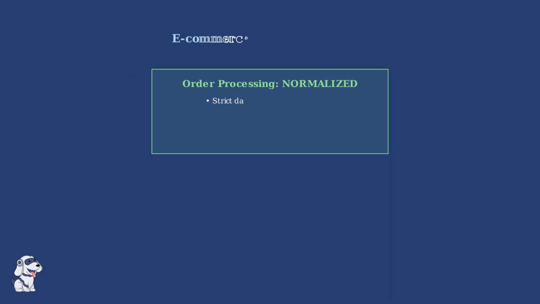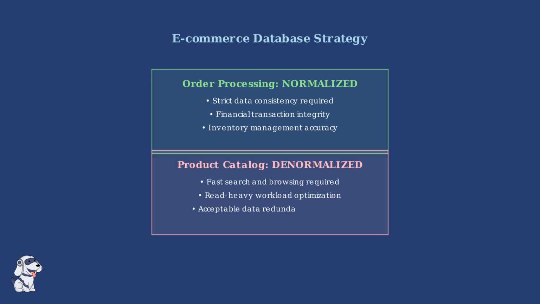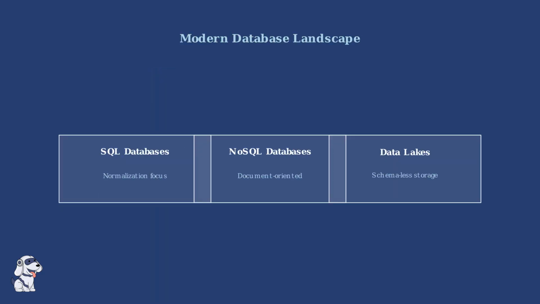Let's look at a real-world e-commerce example. Order processing typically remains normalized because it requires strict data consistency for financial transactions and inventory management. However, product catalogs are often denormalized for faster searching and browsing. Since product information changes less frequently, we can trade some storage space for much better query performance. In modern database systems, we also need to consider NoSQL databases and data lakes, where denormalization is often more prevalent due to their document-oriented or schema-less nature.